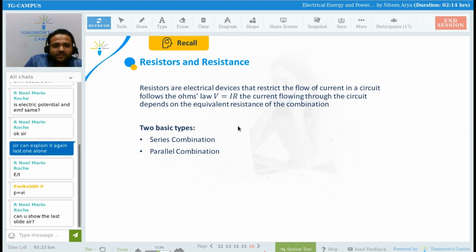So this is your resistors and resistance. So you know what a resistor is. Resistors are electrical devices that restrict the flow of electric current in a circuit. It follows Ohm's law, V equals IR. Current flowing through the circuit depends on the equivalent resistance of the combination. There are two types of basic combination of resistors: series combination and parallel combination.